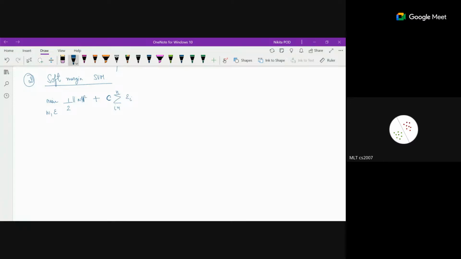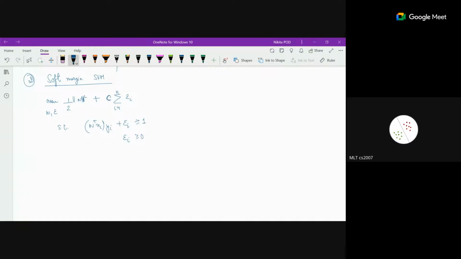And what were the constraints we had? The constraint was W transpose Xi times Yi plus epsilon i should be greater than or equal to 1, and this epsilon i should also be greater than or equal to 0. These were the constraints for the soft margin SVM.